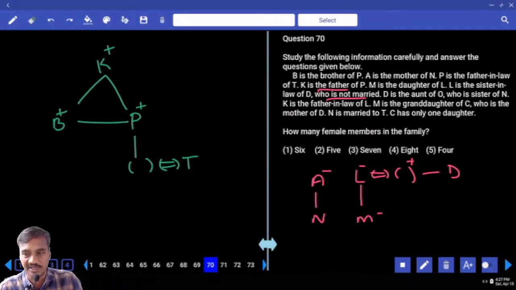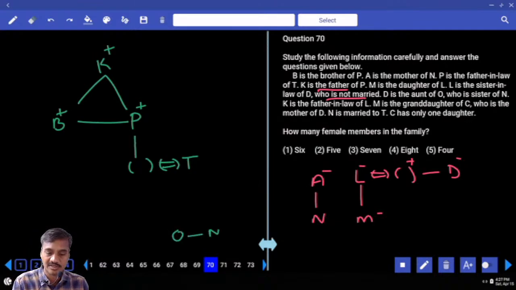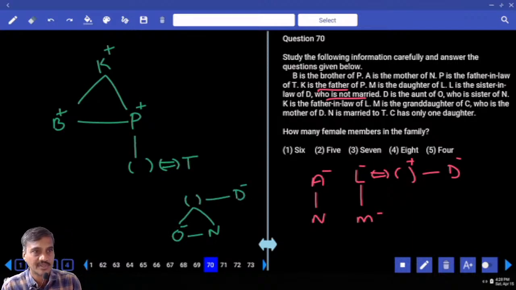And D, who is unmarried, D is the aunt of O. Now D is a female. Aunt of O, O is the sister of N. Then parents' sister is D. And D is the aunt of O, O who is the sister of N.